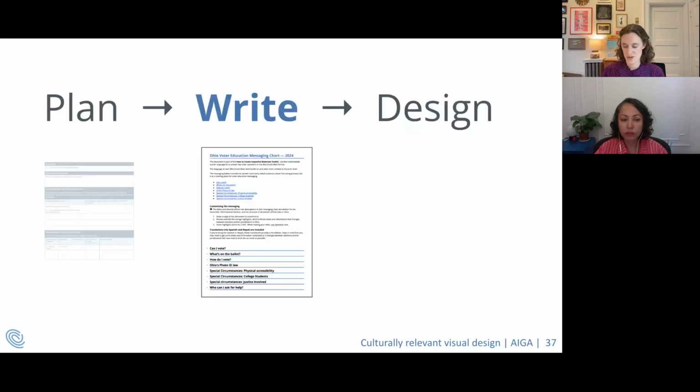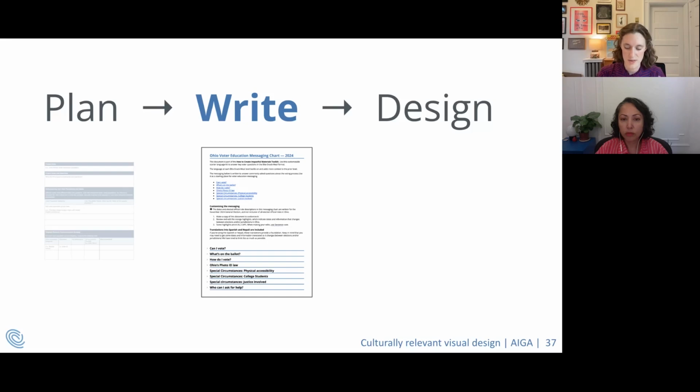To support writing, this toolkit includes a customizable messaging chart covering commonly asked questions in the bite snack meal format in the three languages that we tested in: English, Spanish, and Nepali. So we wrote out answers to these questions at bite, snack, and meal level. Questions like, can I vote? What's on the ballot? How do I vote? Specifics about photo ID laws in Ohio, as well as information about what we are calling special circumstances, like folks who have accessibility needs, college students, or justice-involved folks.